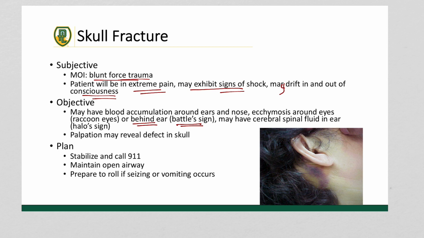And then another clinical hallmark is going to be halo sign. So halo sign is where we have a skull fracture that has impacted the spinal cord. So you'll have cerebral spinal fluid coming out of the patient's ear. You'll put a gauze pad on the ear and kind of have them tilt their head if they're capable of that. If not, just place it on the ear and look for any drainage. Any drainage would indicate some type of spinal cord involvement. You may also palpate, particularly in a depressed skull fracture, you'll feel a defect.